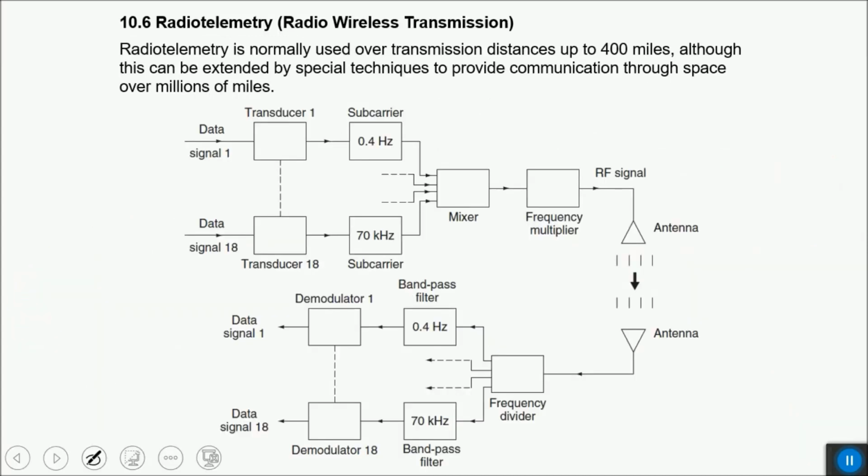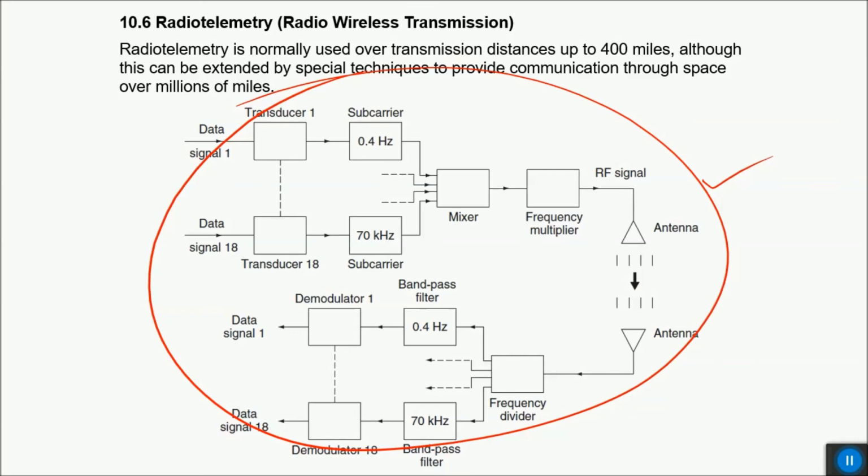So radio telemetry requires radio waves and it is normally used for transmission over a distance of up to 400 miles. It can be used for less than that, and it can even be extended beyond 400 miles. This is the basic block diagram you can see right here that is used for radio telemetry, and that is very commonly used for wireless signal transmission. I'm not going into the detail of how this block diagram works.